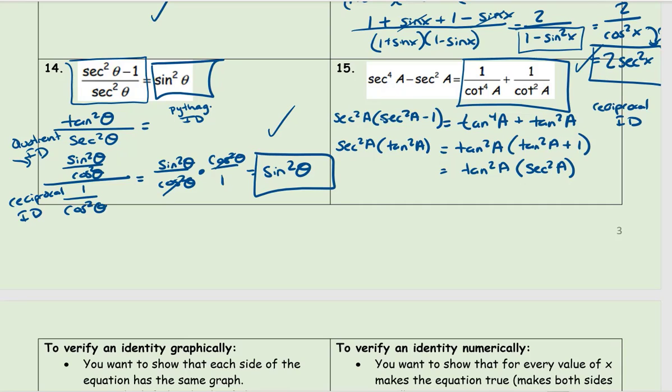So now, if I just flip these around, I'll have tangent squared a times secant squared a is equal to tangent squared a times secant squared a. We have proven that both of these sides are equal, therefore, we are done.